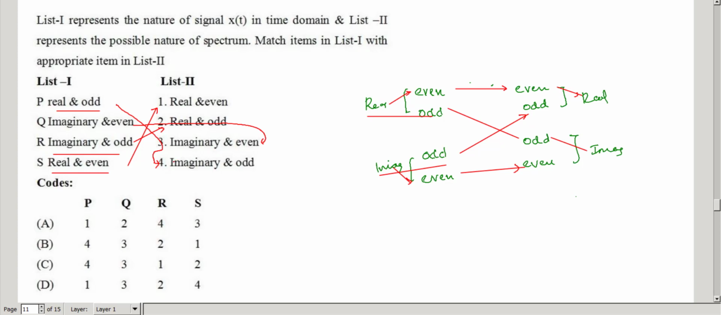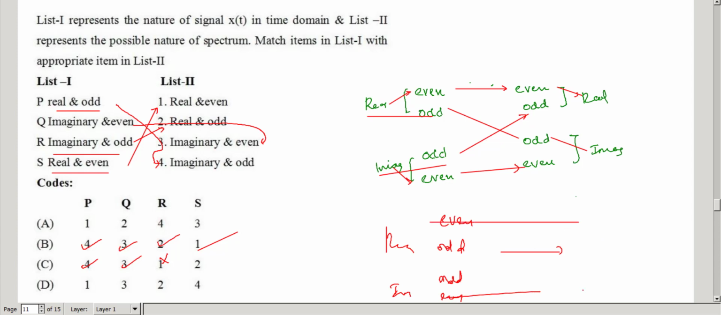So for P you have an option of 4, for Q you have an option of 3, for R you have an option of 2. So you can neglect this, there is no correct answer here. So remember this: first even and odd and even. Same here, real, imaginary. So the first two are like this, the second two are like this. Remember like this. It is 1 mark, don't miss it.